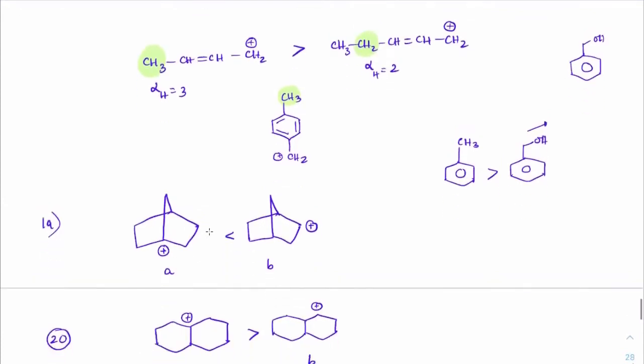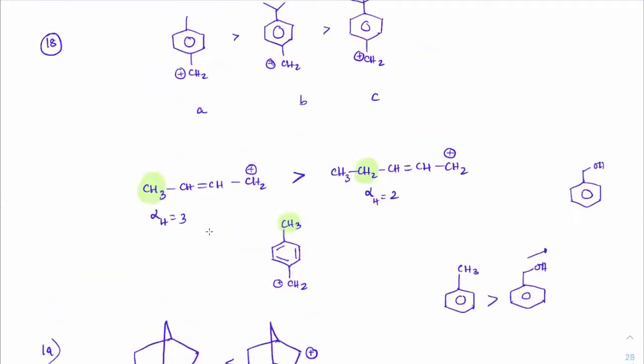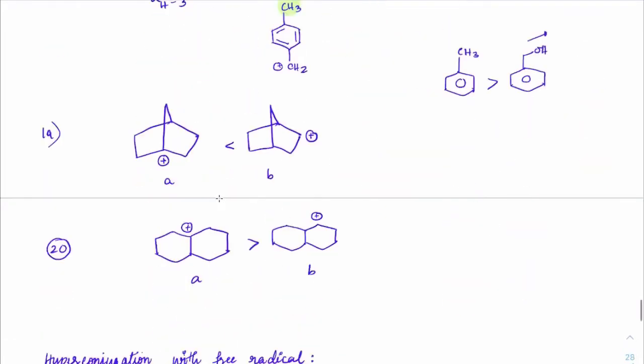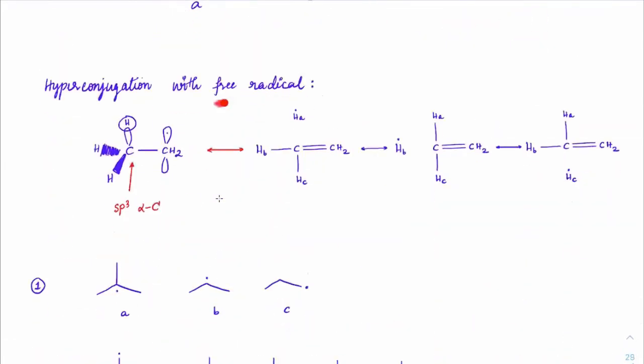So yesterday we saw how hyperconjugation happens in the case of a carbocation. Now let us see how it happens with free radicals. The process is exactly the same, the method is exactly the same. Here you can see there is a radical. So instead of a complete breaking of the bond like this, now what would happen here?